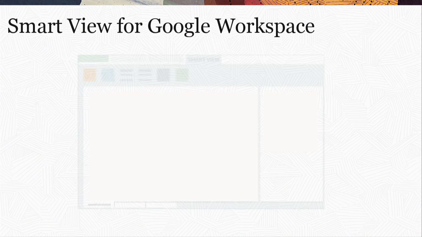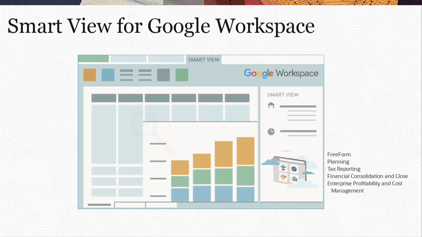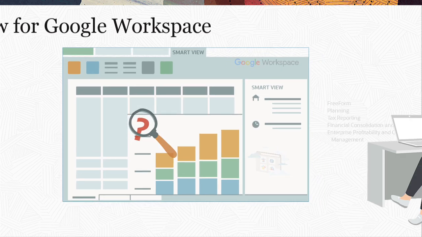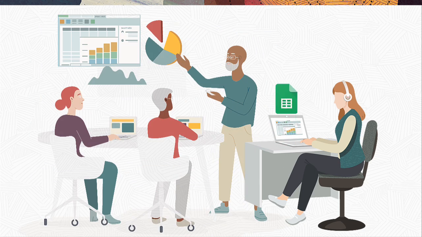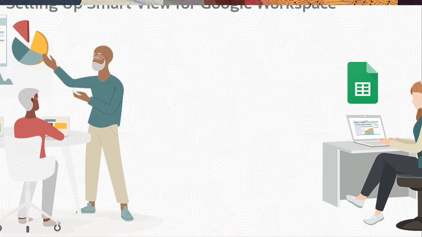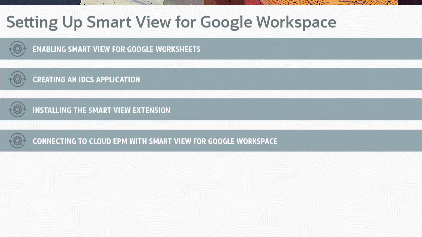With Smart View for Google Workspace, access Cloud EPM data, plan using forms, perform ad hoc analysis, while having the ability to import, manipulate, distribute, and share data in Google Sheets. To complete the tasks in setting up Smart View for Google Workspace, make sure that you have a supported Cloud EPM business process application and access to Google Sheets.